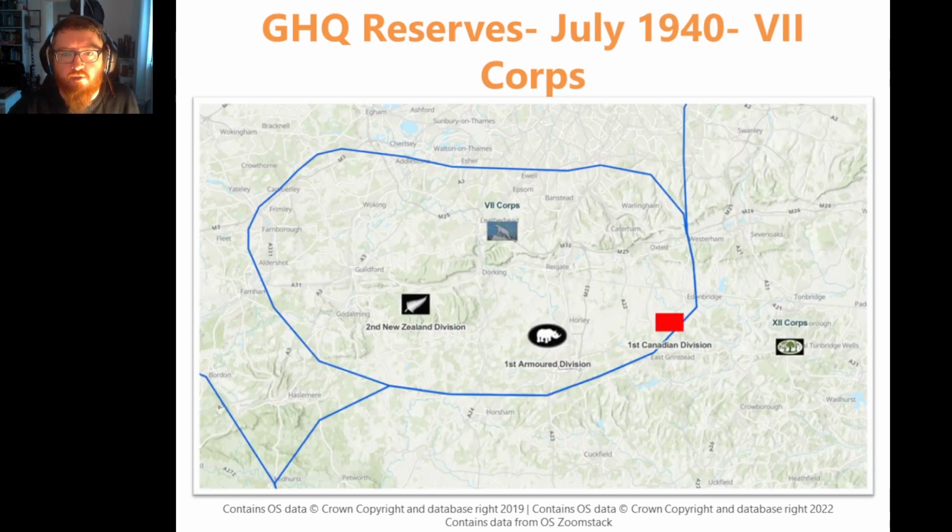And then we come to the 7th Corps. So here you have the 2nd New Zealand Division, the 1st Armoured Division, and the 1st Canadian Division that made up this 2nd General Headquarters Reserve located just behind the south coast. And again, these were mobile units which could have counterattacked or were required to counterattack upon the orders of the Home Forces. So those 2 units are your final line of defence.